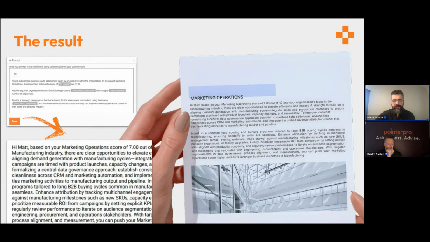Here we have the result. First, you can see my name's included. It says, hi, Matt, right at the beginning of the feedback. It references my score, and it references the industry that I selected, which was manufacturing in this case, before providing really detailed recommendations for my marketing efforts within the organization. Again, we just want to encourage you to be creative and test these different prompts out, and I think you'll be quite happy to see the results as we have here.